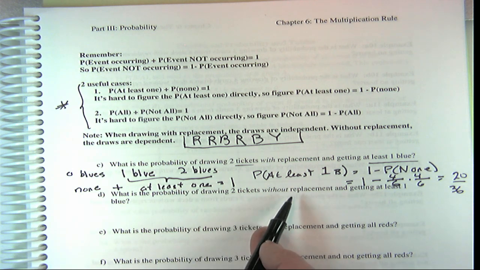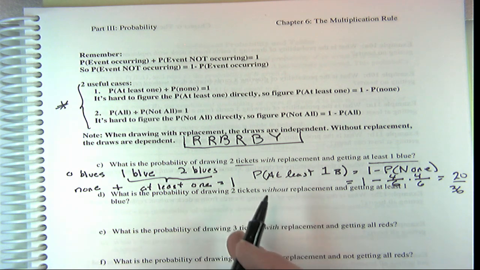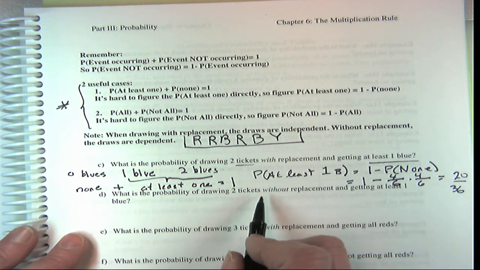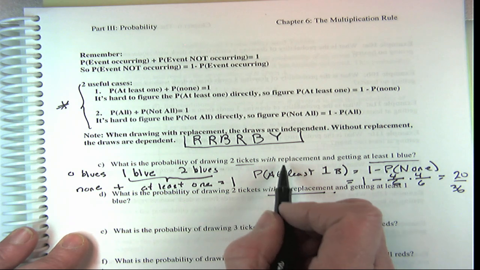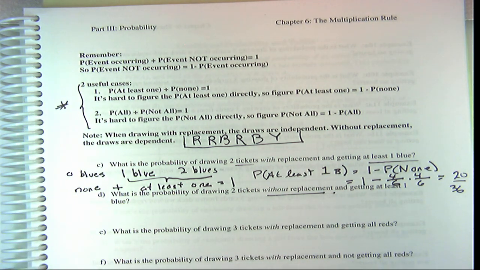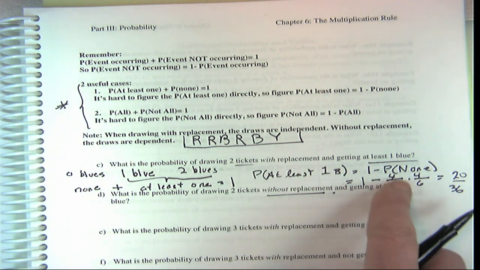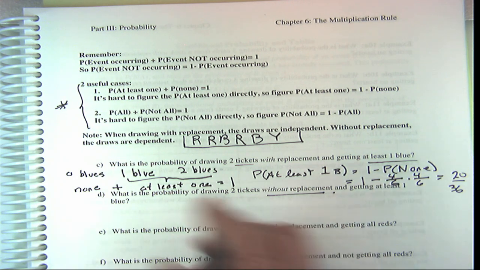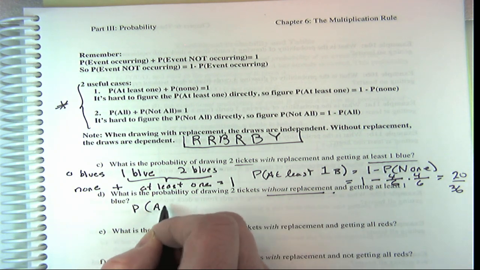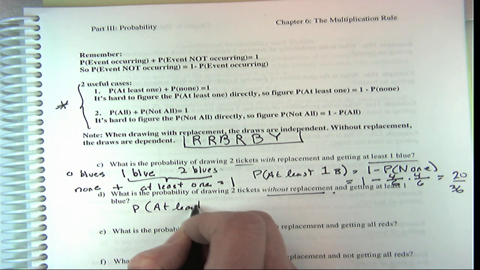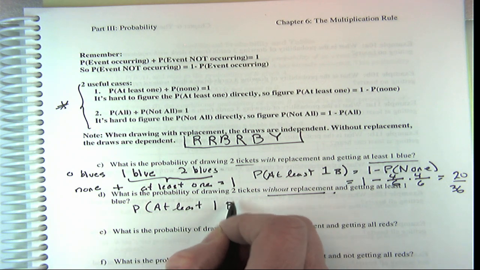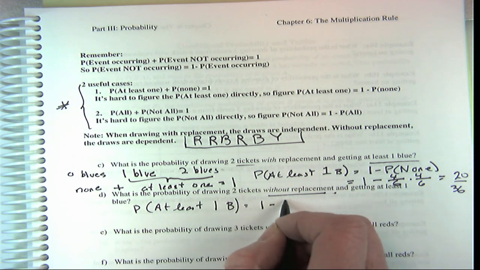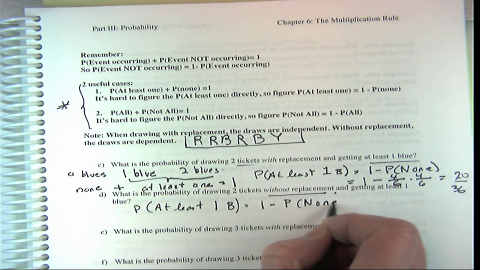Okay, how about let's do the same thing without replacement. So it would be the same thing. How would that change if you do it without replacement? That's the only thing that's changing here. It's the same thing exactly, but this probability of none is going to be what? So now you have the probability of at least 1 blue is equal to 1 minus the probability of none.